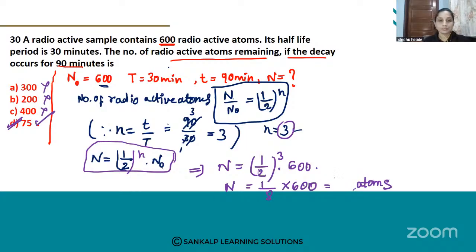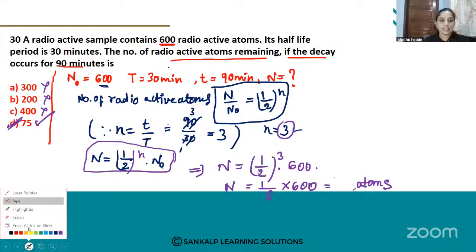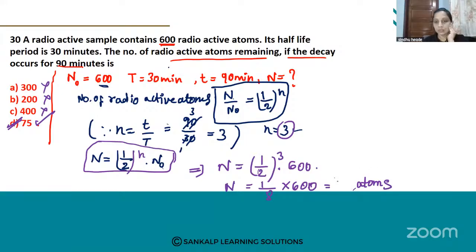Got it clear? See, now observe this once. I will explain it one more time.